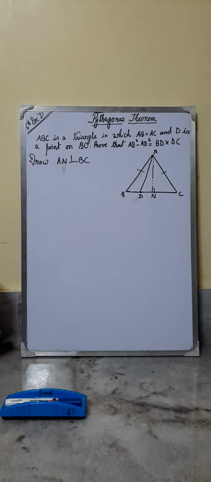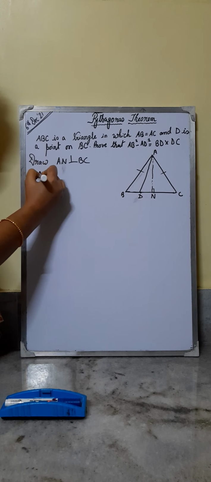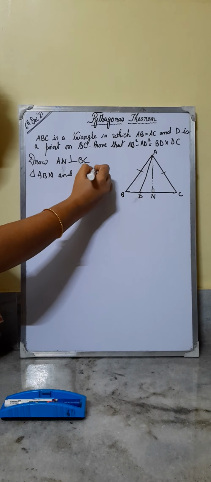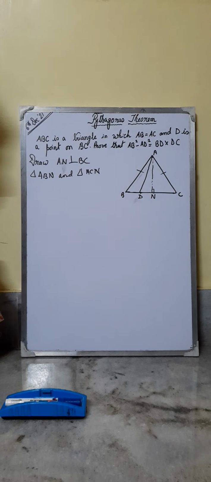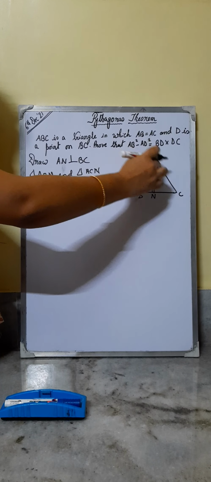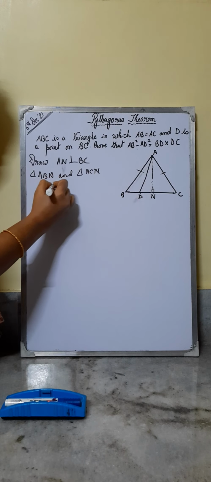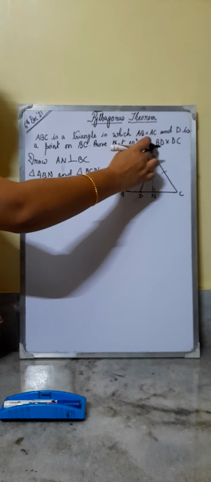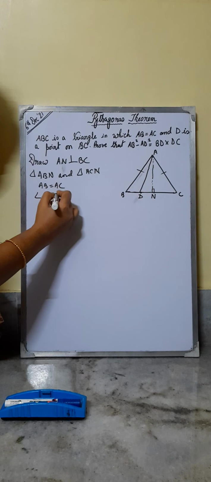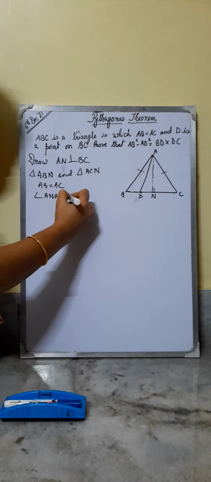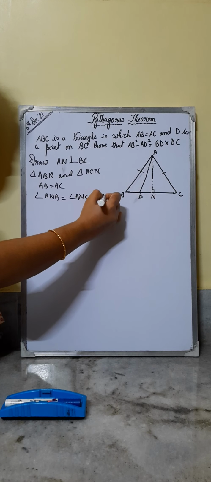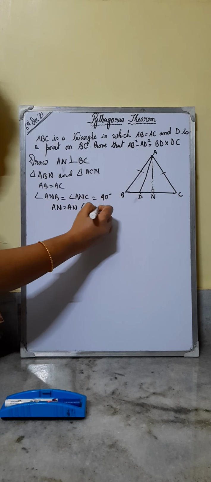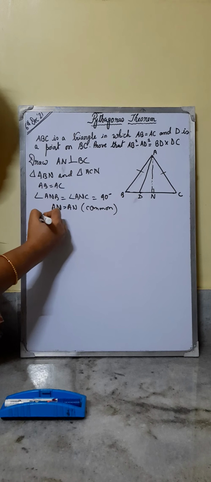So what do we take? We take both these triangles, triangle ABN and triangle ACN. In these triangles, what are the common parts? AB equals AC, which is given. Angle ANB equals angle ANC, because both are 90 degrees, and AN equals AN, common. So both the triangles are congruent.